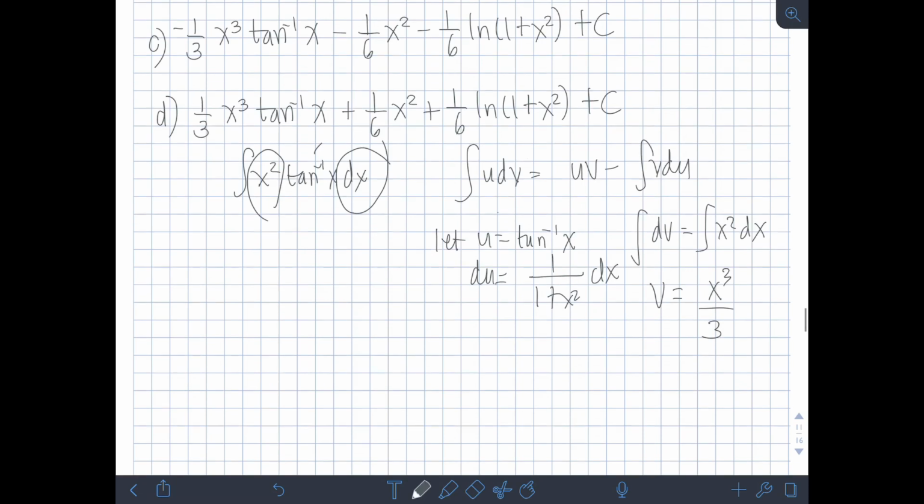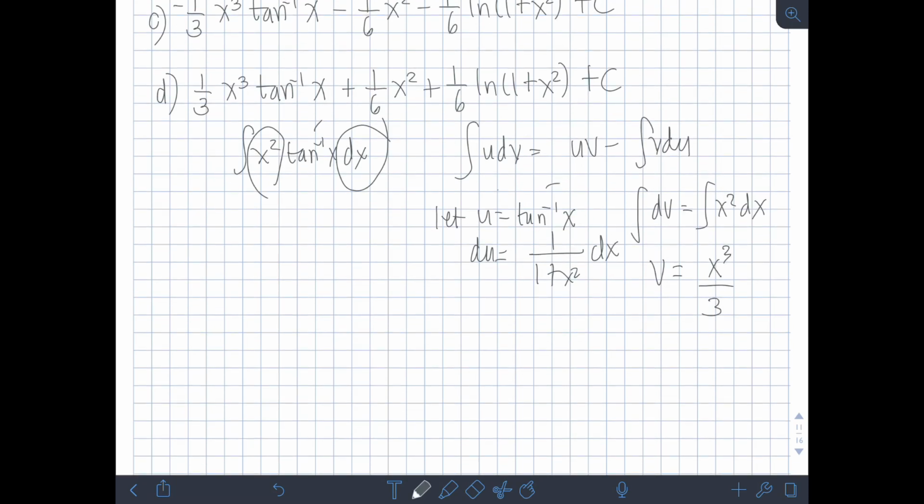And then, tsaka natin i-substitute dito sa formula. So, we have uv, so multiply natin tong u tsaka yung v na x cubed over 3. So, x cubed over 3 times arctan of x minus integral ng v du. V is x cubed over 3 times du, itong 1 over 1 plus x squared dx.